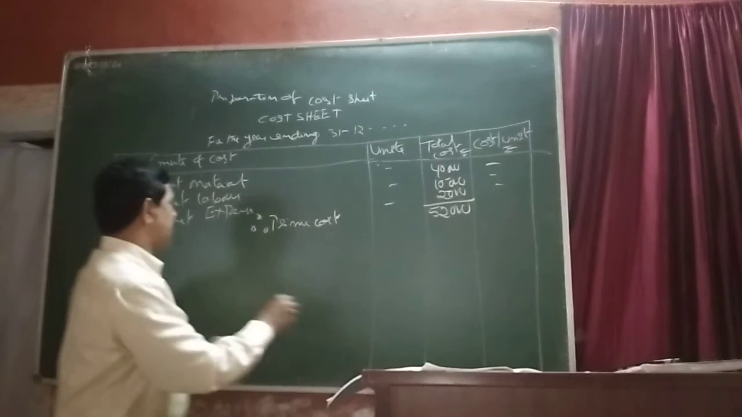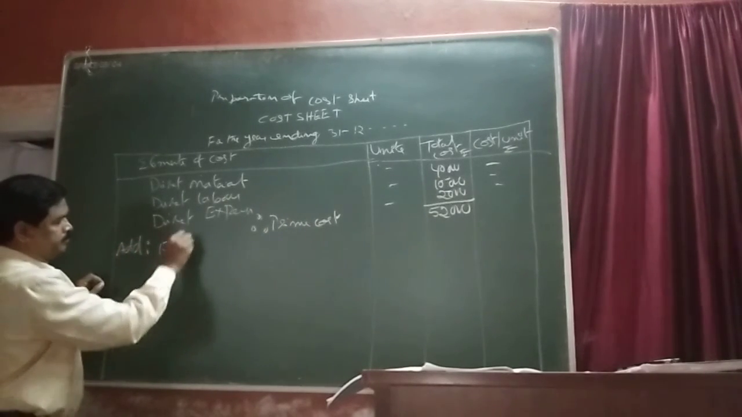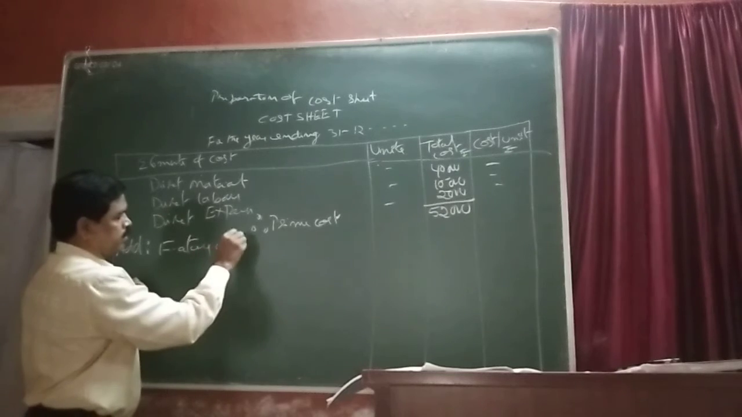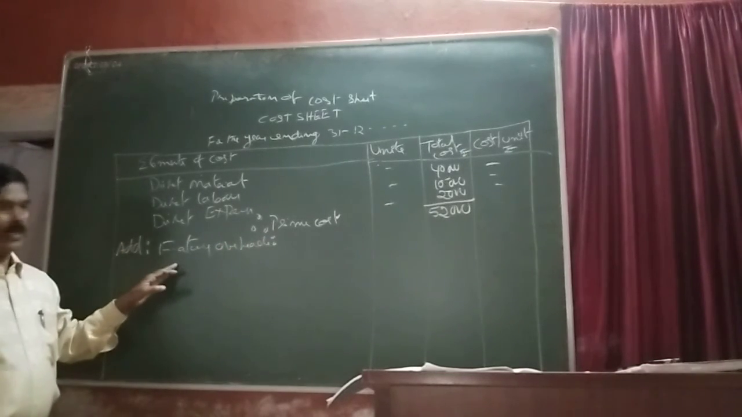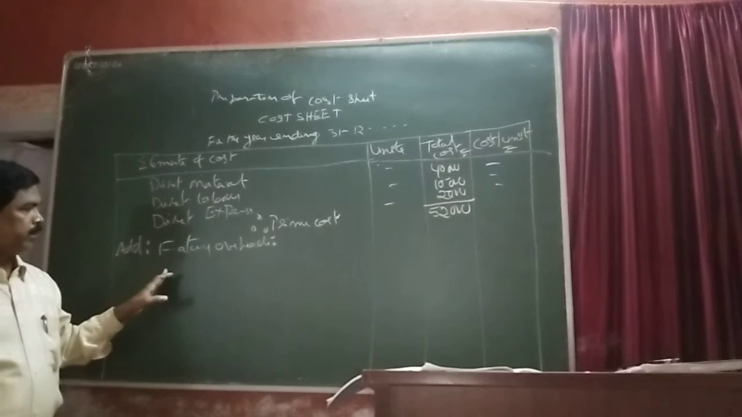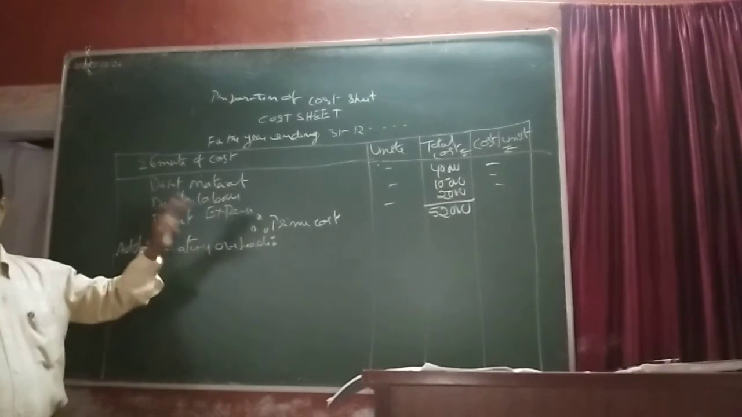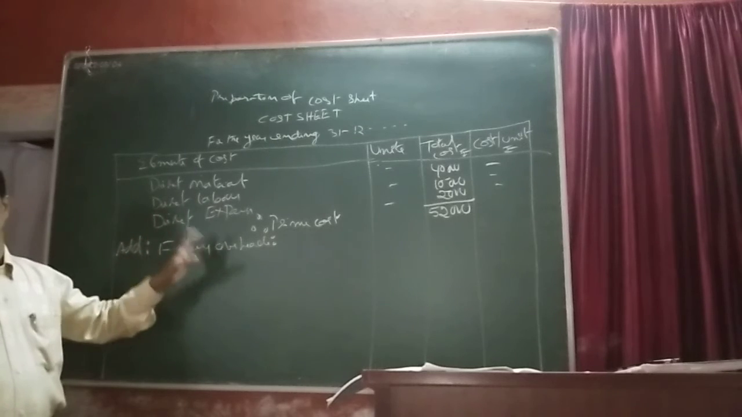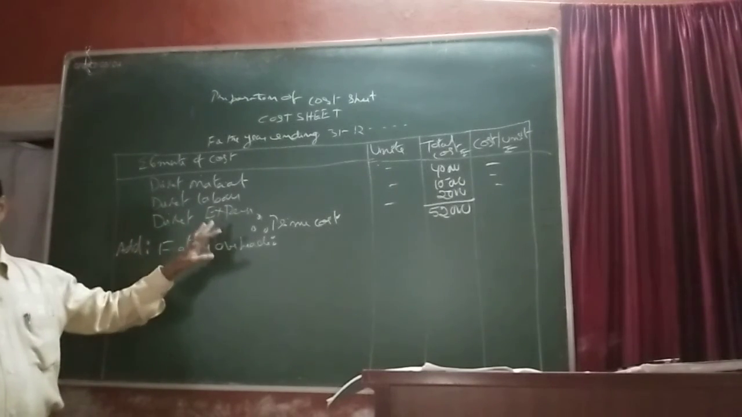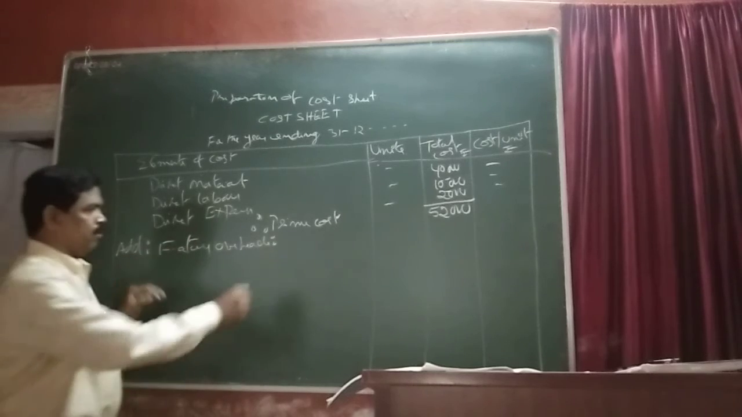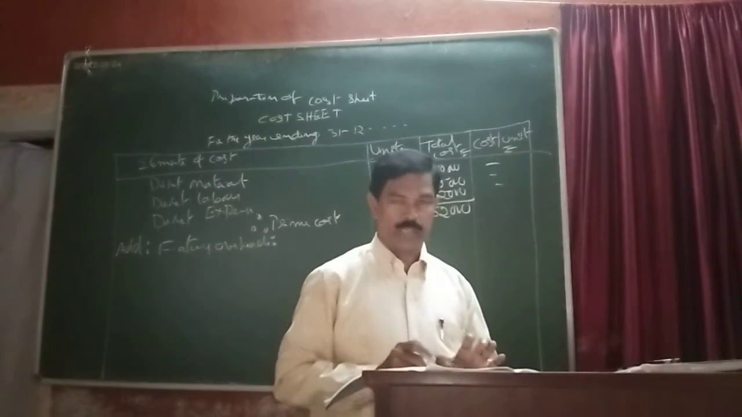Then to this we add factory overheads. These are also known as indirect expenses, or works overhead, factory overhead, indirect overhead related to the factory, or related to the manufacturing, also known as manufacturing overhead. So here you have to identify expenses related to the factory only.